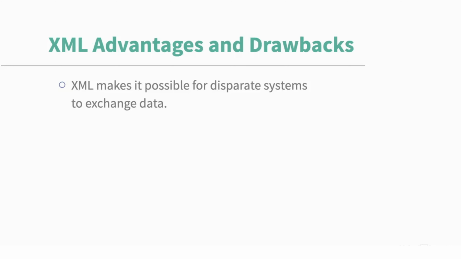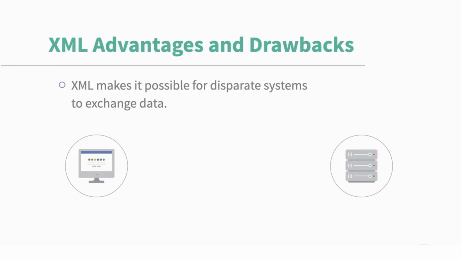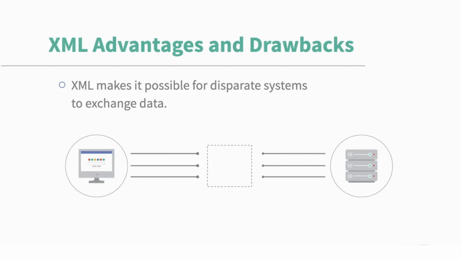XML also makes it possible for disparate systems to exchange data, and these could be systems that were never designed to talk to each other in the first place. So let's imagine that you have two computers and you want to share information between them. The problem is one of those computers is modern and speaks a certain language, and the other is a little bit older and only knows a different language. So what do you do? Well, XML can be used to help solve this problem. XML can create a bridge between these two computer systems so that they can exchange data even though they're not aware of each other's native way of working with data.